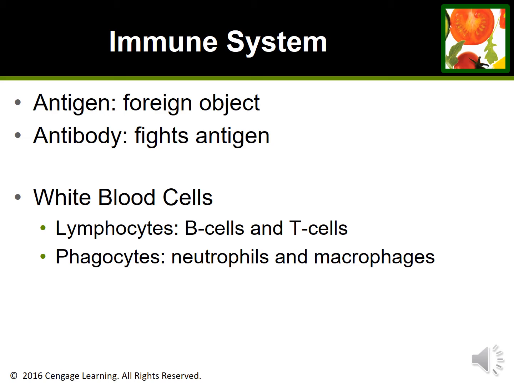Now let's take a look at what the immune system is composed of. The immune system is made of white blood cells, and then white blood cells can be broken down into a few different categories. The two main categories are lymphocytes and phagocytes. And then lymphocytes can be further broken down into B cells and T cells. Phagocytes can also be neutrophils or macrophages.